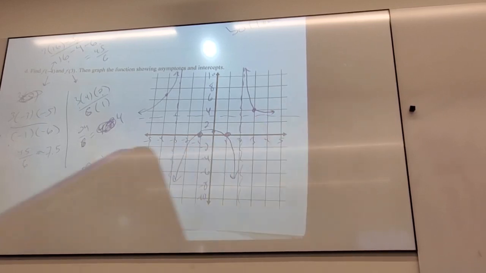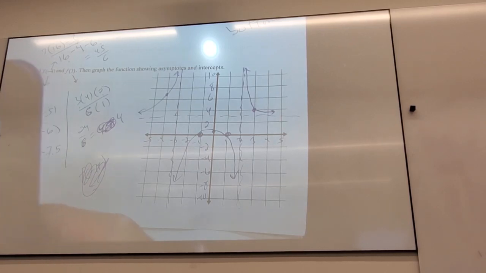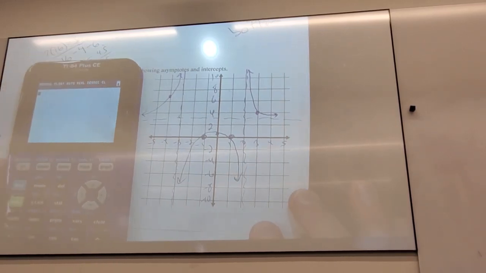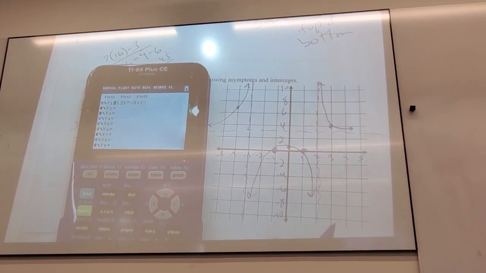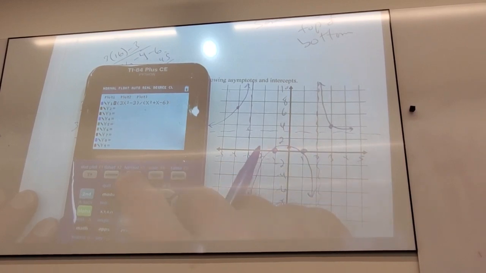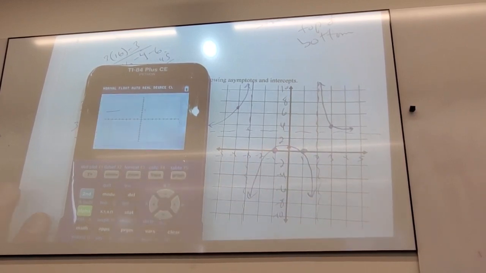All right, let's do this. This is the step that some of you guys do first, and that's your downfall. Don't ever do this first. Now, some of you guys are going to do it anyway, but oh well, I try. 3x squared minus 3 divided by x squared plus x minus 6. And always do this, zoom 6 to get a standard window. What do you guys think?